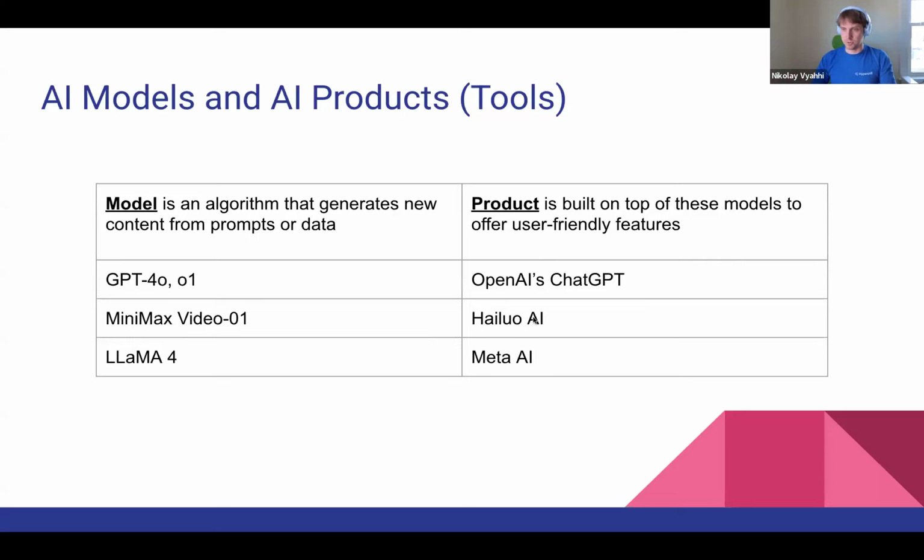For example, Hailuo AI is a product, and they use their own Minimax video model, but they also use a few other models inside. And Meta has a model called Llama, but they also have Meta AI as a product. So it's important to distinguish models and products. For video gen, sometimes, for example, OpenAI has a product named Sora, and also a model Sora, and they're quite similar. But the product Sora is a little bit more user-friendly and gives you better results than the model itself.